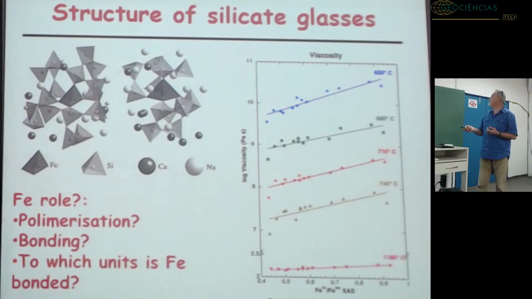Apparently, yes, because what we realized in the case of a few synthetic phonolites, those are the viscosities of those phonolites at different temperatures, is that the same melt, but with different redox ratio of the iron, changed slightly the viscosity, increasing for higher iron oxidation state. Why?